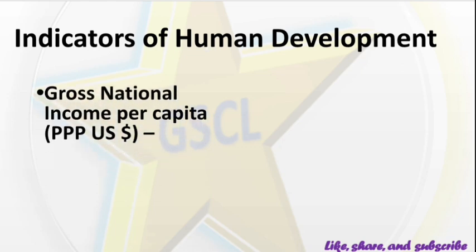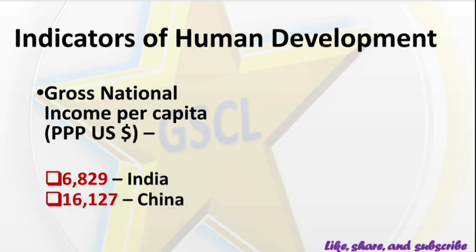Gross national income per capita expressed in terms of US dollars: $6,829 was India's gross national income per capita, 16,127 was China's, and 5,190 was Pakistan's.